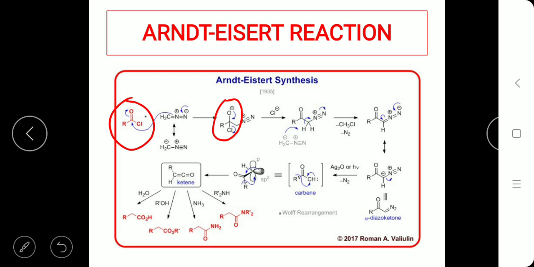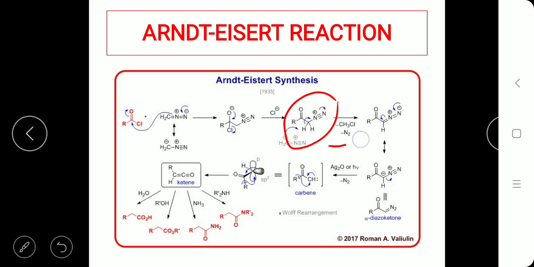Now at this point there is going to be the addition of CH2N2 in this form. The next step would be, see, oxygen is getting a negative charge, so that negative charge is going to come back to form a double bond between carbon and oxygen, and then there's going to be cleavage of the halide ion. So once this cleavage of the halide ion takes place, it is going to give rise to an intermediate of this sort. Now you can see that nitrogen is having a positive charge, so hence there can be elimination of the nitrogen.